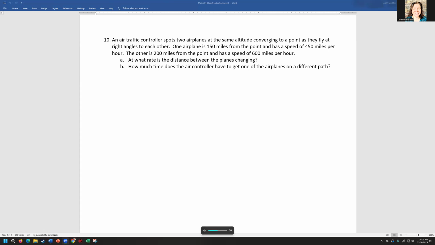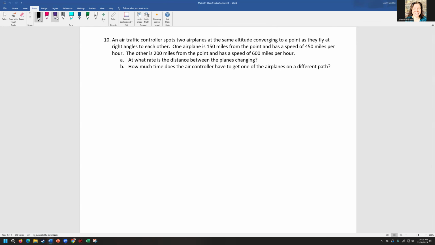Right, this is number 10 from the section 2.8 notes. We're looking at an air traffic controller that spots two airplanes at the same altitude converging to a point as they fly at right angles to each other. Okay, so I will say the one on the homework is actually more simplistic than this now. It is just a single airplane.